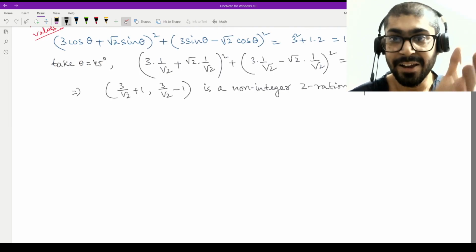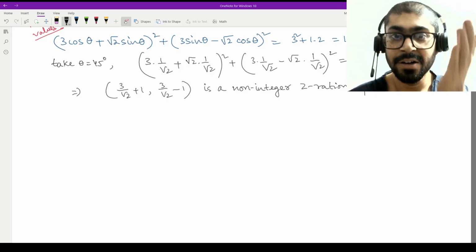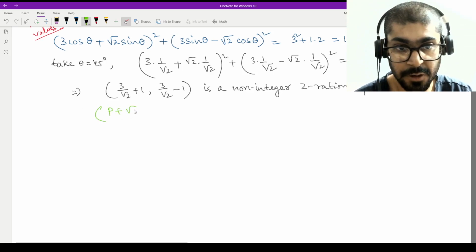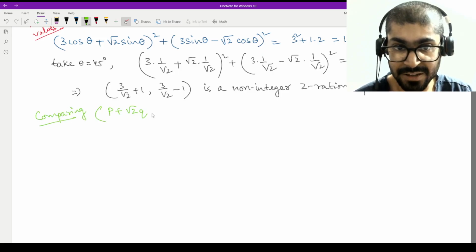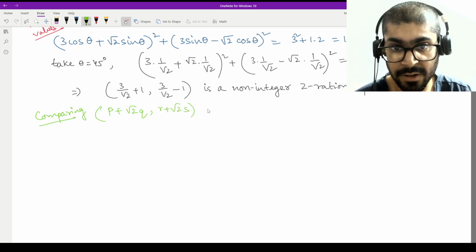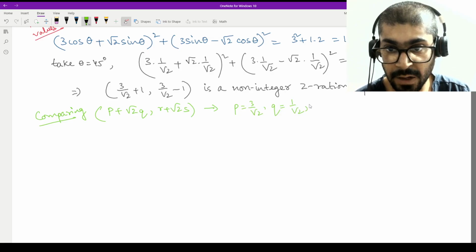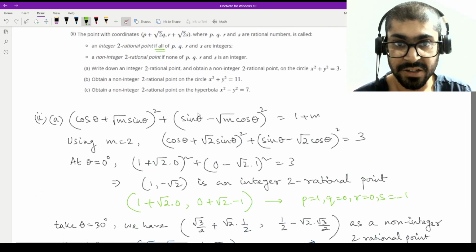And p, q, r and s are 4 points. So p is 3 by root 2, q is 1 by root 2, r is, I hope you can do this comparison yourself. So this is p plus root 2q, comparing. This is just showing you that this solution works. Then r plus root 2 s. This will give us p equal to 3 by root 2, q equal to 1 by root 2, r equal to 3 by root 2, and s equal to minus 1 by root 2. None of these are integers, so therefore we have a non-integer two rational point, just as we wanted.